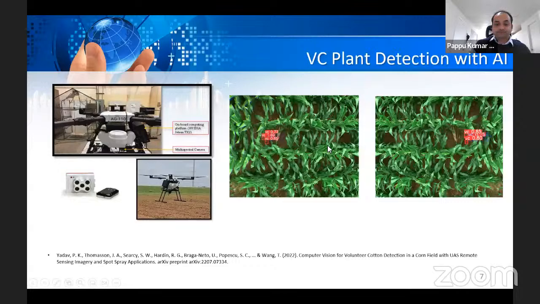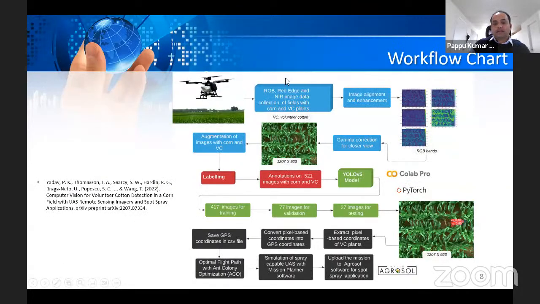So this is the workflow chart. I will not go into much detail, but I will briefly explain because it can be seen in this paper, a preprint currently under review, where you can find the details. With this survey, we surveyed from a higher elevation, and we had a 5-band multispectral camera, the MicaSense RedEdge-MX. So it has 5 bands: red, green, blue, near infrared, and red edge. As you can see, we have 5 different colored images from the 5 channels, and we did some image pre-processing called gamma correction to get a closer perspective. So we get this kind of image.